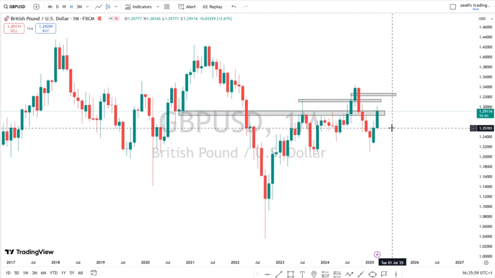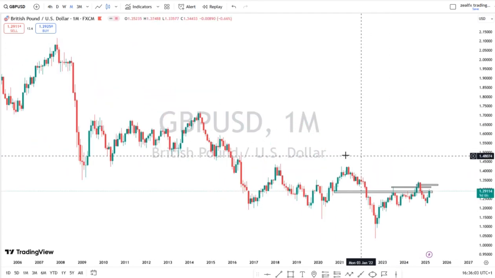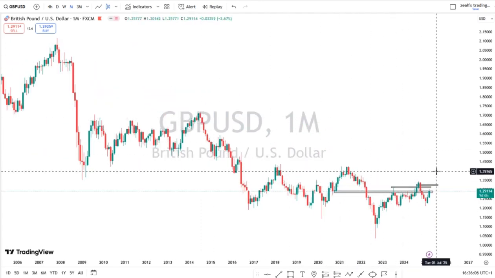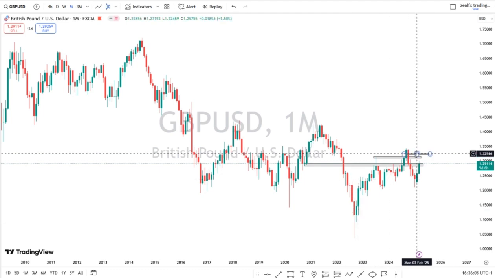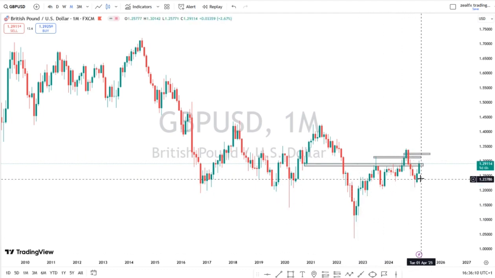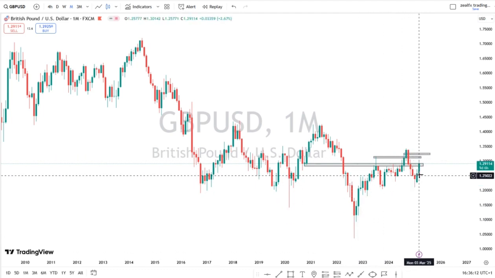So let's look at the structure of the GBPUSD on the monthly chart. On my monthly chart, we see a downtrend structure. So long as we have a downtrend structure, this shows that the GBPUSD still remains down, but we are just trading a reversal trend of the GBPUSD.